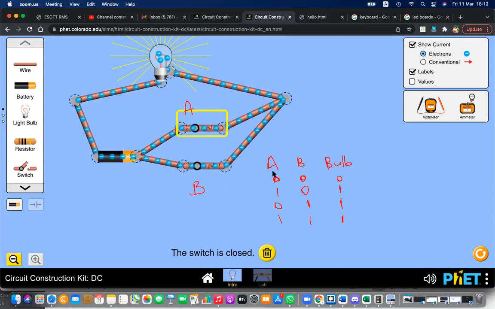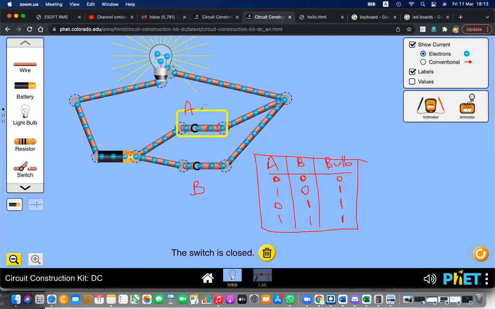Okay, that is the status, right? So that is the status. This is called the truth table of this, right? So let's write this note now.